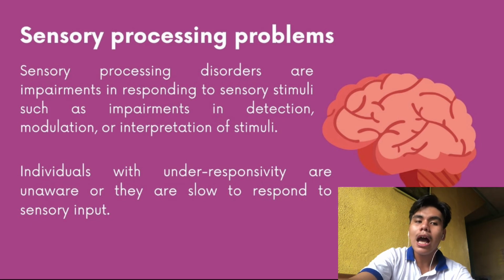For example, a child with tactile sensitivity or defensiveness might be defensive about hair brushing or haircuts because she or he cannot tolerate it easily. Another form of sensory processing problems is under-responsivity. Individuals with under-responsivity are unaware or slow to respond to sensory input. The third type is sensory seeking, where individuals crave or display interest in sensory experiences. Sensory discrimination problems are another type, characterized by difficulty interpreting the specific characteristics of sensory stimuli.